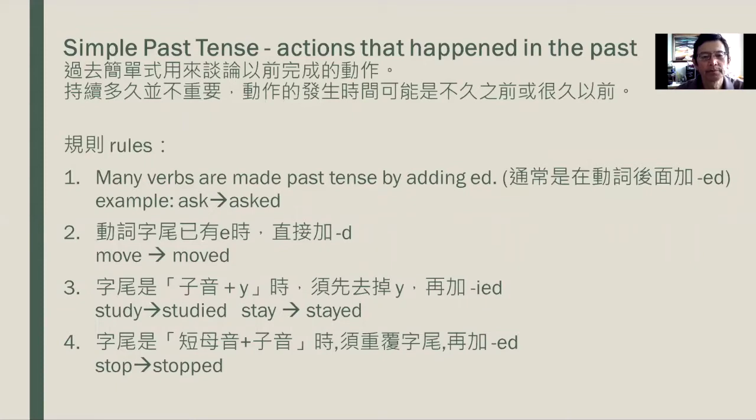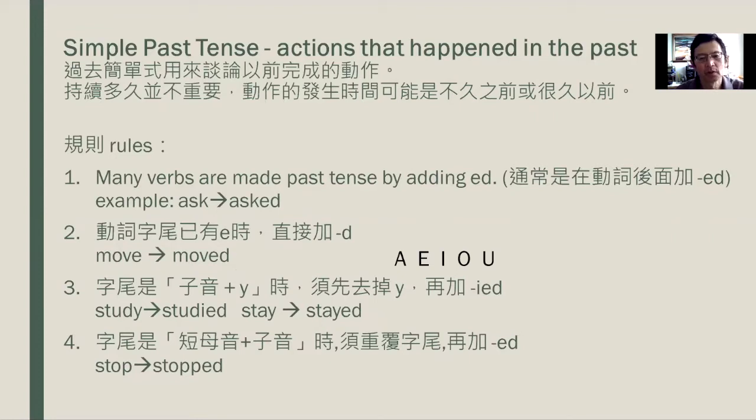One rule, 第一条规则, is to add ed at the end of the verb. In this example, ask becomes asked. The second rule, 第二条规则, is to add just a d at the end of the verb for verbs that end with a vowel. You remember the vowels, right, in English? They are A, E, I, O, U. So in this example, move becomes moved just by adding a D.